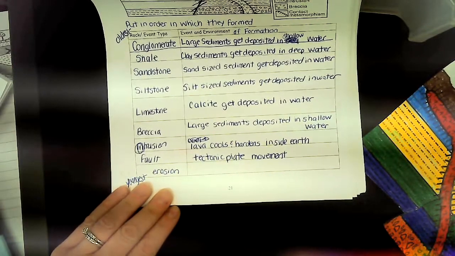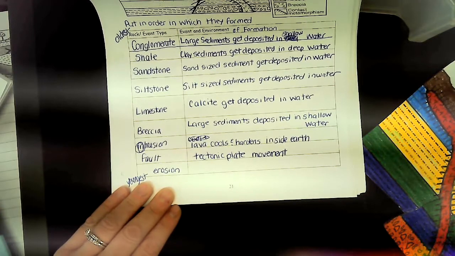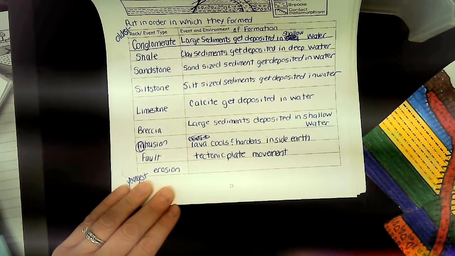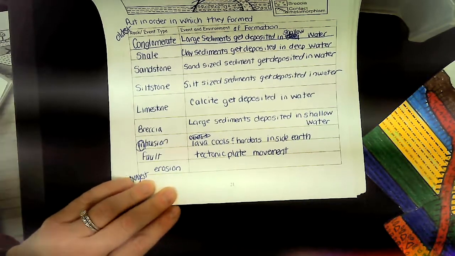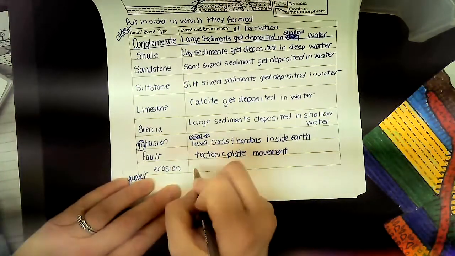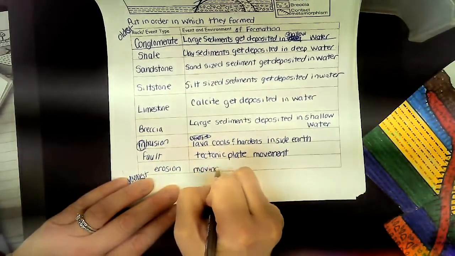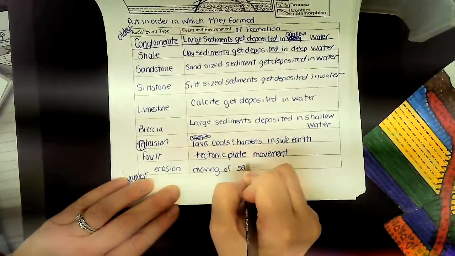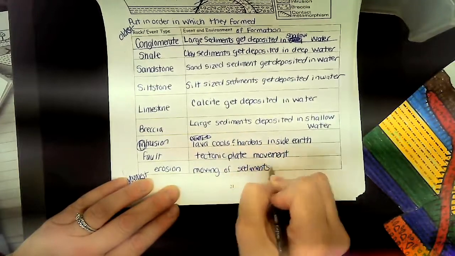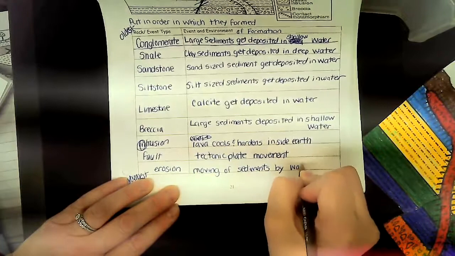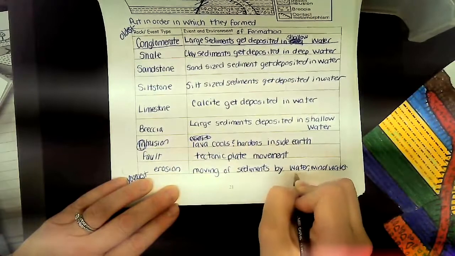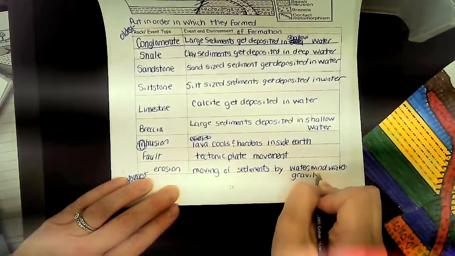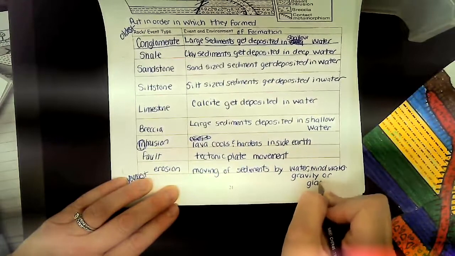And then finally, the last thing that happened was erosion. Since we just finished talking about erosion last chapter, how does erosion happen? Yeah, careful, erosion isn't the breaking. Moving of sediments by water, wind, waves, gravity, or glaciers.